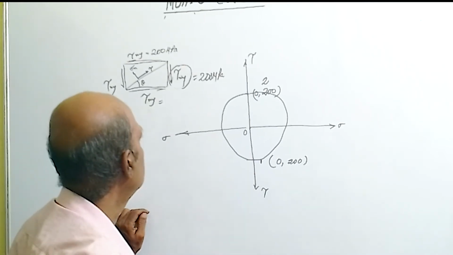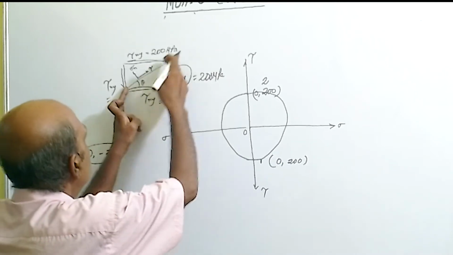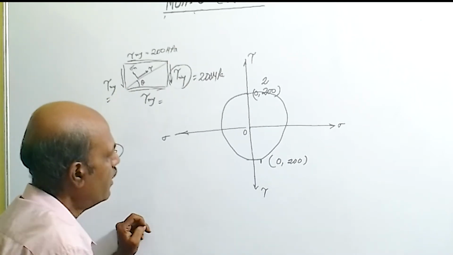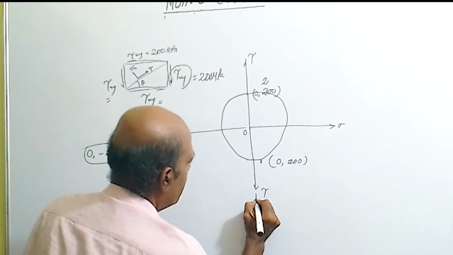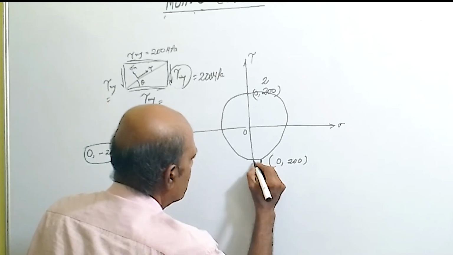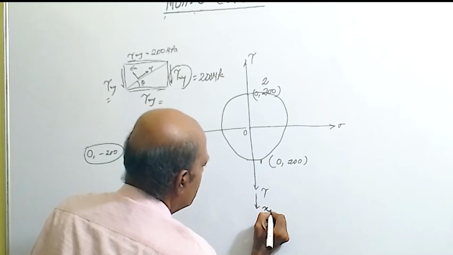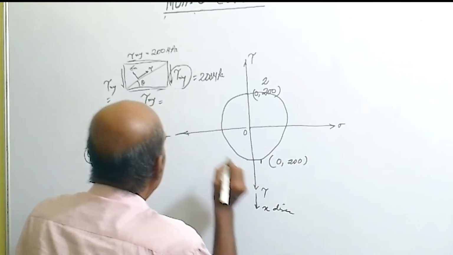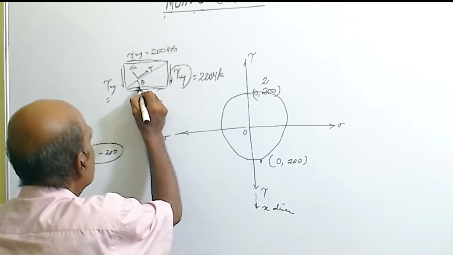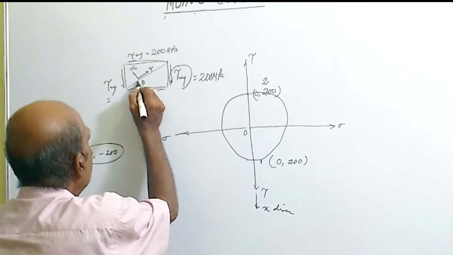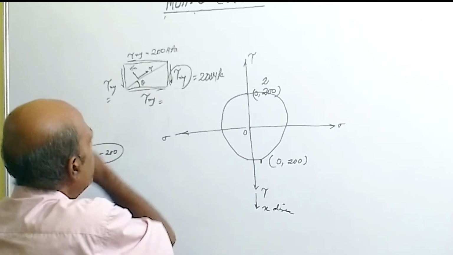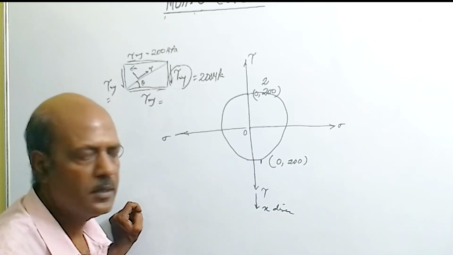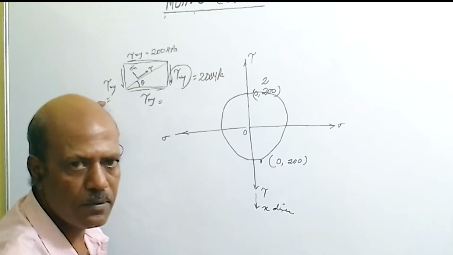Right? Now we have to rotate the x direction. Where is the x direction? This direction will be the x direction because the x point is plotted here. Now from the x direction, if we move in anti-clockwise sense by theta angle, we will get the inclined plane.